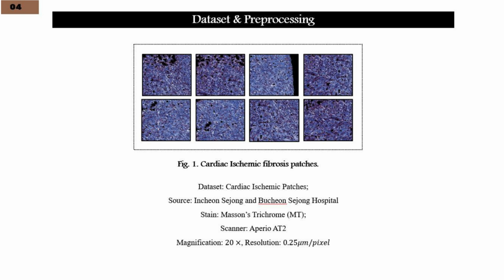Here is our dataset description. You can see the slides present in this research. These are the ischemic fibrosis patches extracted from cardiac histopathology whole slide images, where we used 5,000 Masson's trichrome-stained patches, which are 512 by 512 pixels and manually annotated by an expert pathologist from the hospital. This dataset focuses specifically on ischemic fibrosis regions, which ensures clinical relevance and annotation reliability.